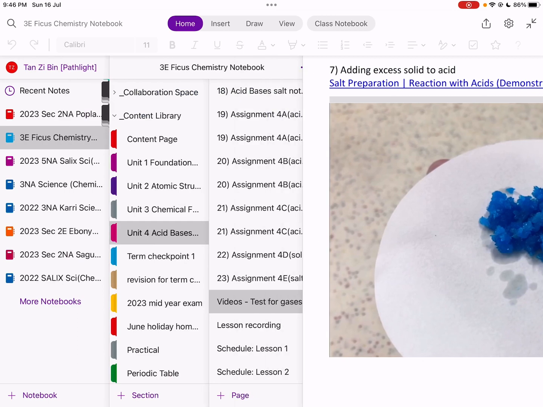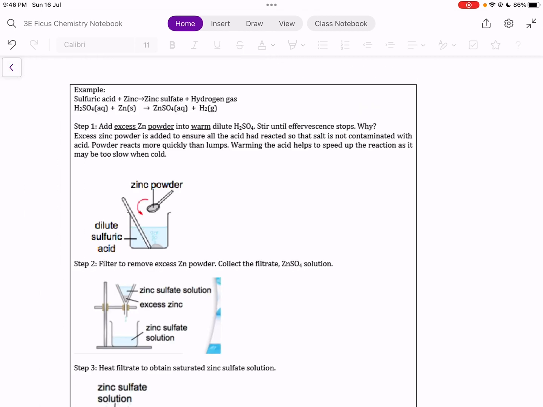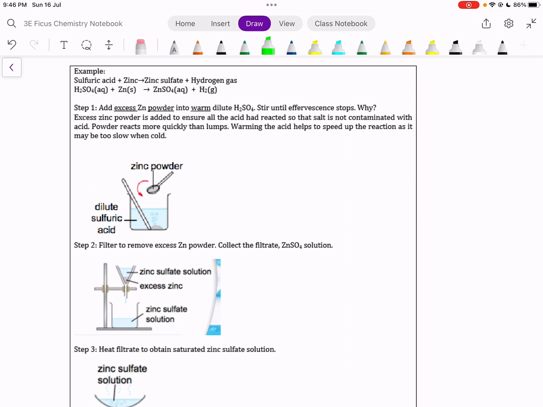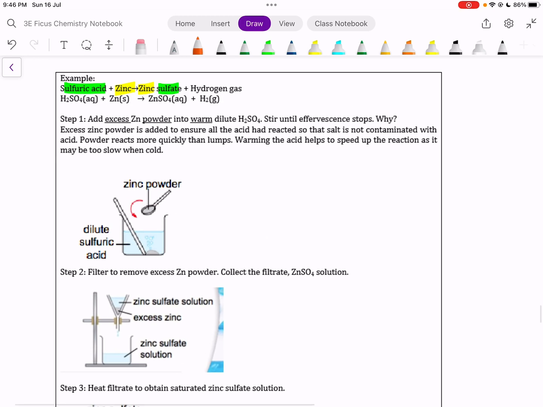Right, okay, let me go back to here. So the first thing you do is this. You add excess zinc powder. Here they want to prepare zinc sulfate, so that's why I use sulfuric acid, and they use the metal option. So what they do was add excess zinc powder. You must make sure it's zinc powder into warm dilute sulfuric acid. Why must it be excess? Excess to ensure all the acid has reacted, so the salt is not contaminated with acid.